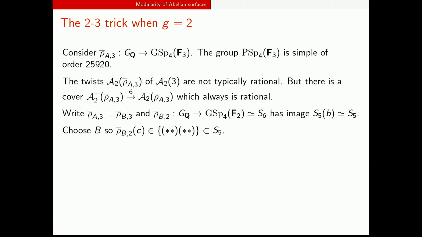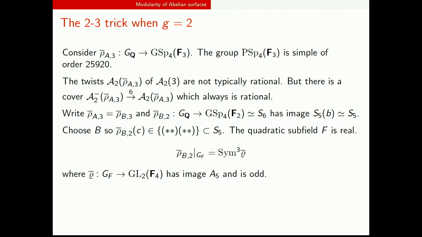We have so much choice in B that you can imagine you've even written down y squared as the quintic. You can choose complex conjugation to have some particular form. And so what that means is that the quadratic field inside here is real. And if you restrict your mod 2 representation to this quadratic field, it now has image A5, and it turns out to be the symmetric cube of a representation that's 2-dimensional that has image A5. And our choice of complex conjugation also means that's odd.